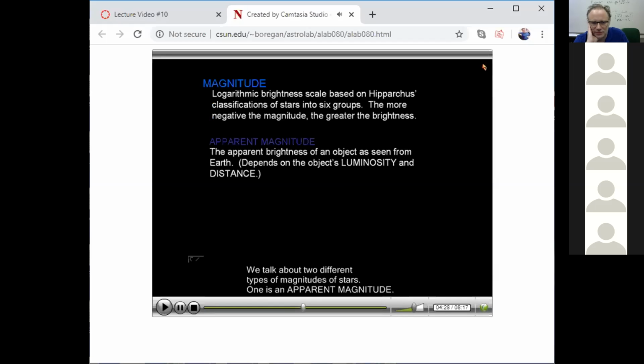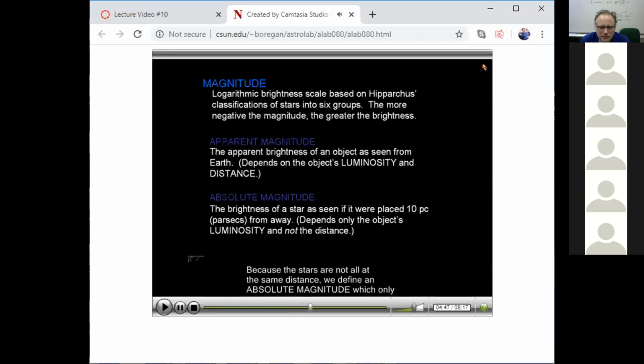One is an apparent magnitude. The apparent magnitude describes how bright an object is as seen from the Earth. It depends on both luminosity and distance. Because the stars are not all at the same distance, we define an absolute magnitude, which only depends on luminosity. The absolute magnitude is the brightness of a star if it were 10 parsecs away from us.